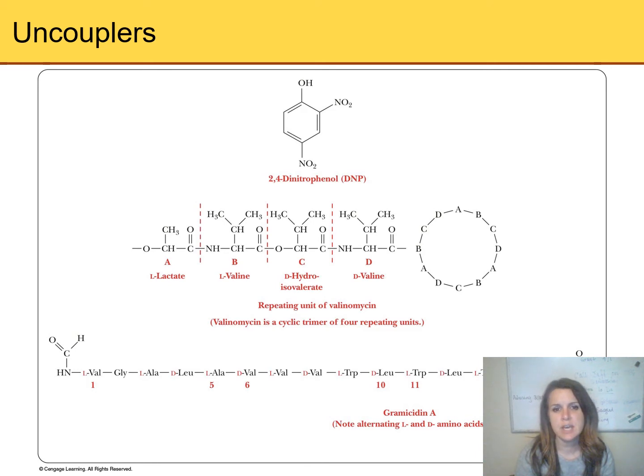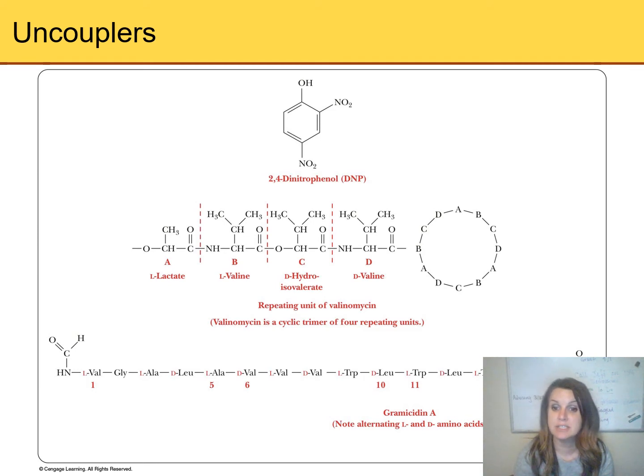One, 2,4-dinitrophenol or DNP was used as a weight loss drug in the 80s and 90s, but it actually turned out to be pretty dangerous. What it does is it kind of creates a pore in the inner mitochondrial membrane so that the electron transport chain still proceeds, oxygen is still reduced to water, there is an electrochemical gradient that's generated, but the pore that's introduced there just allows that electrochemical gradient to dissipate. And because of that, there's no ATP synthesis.